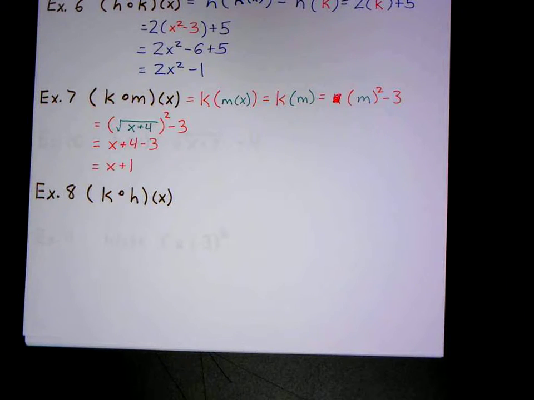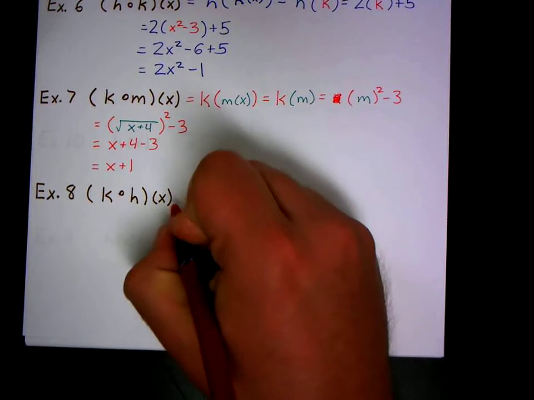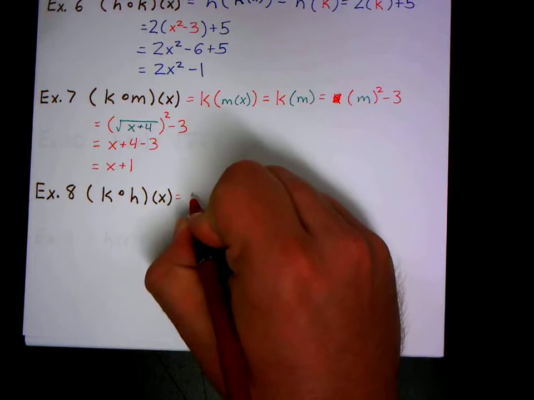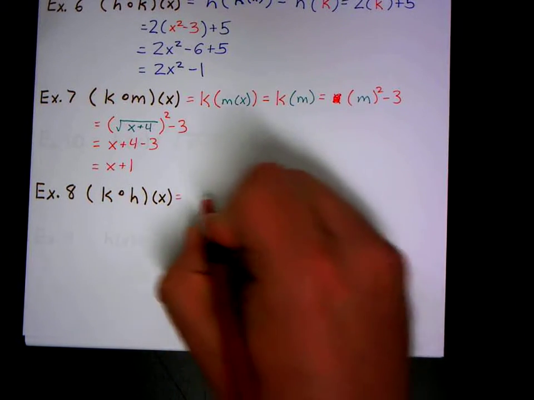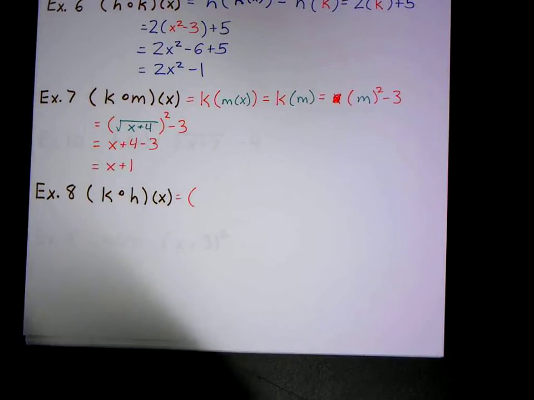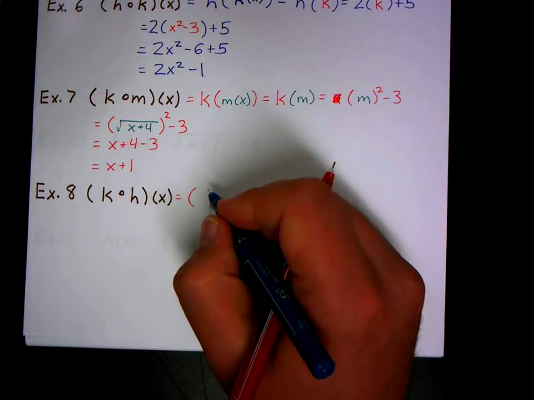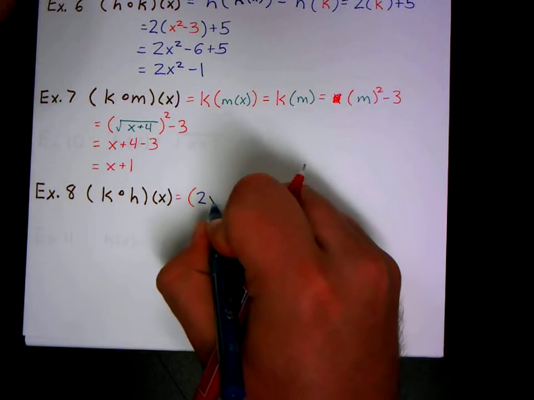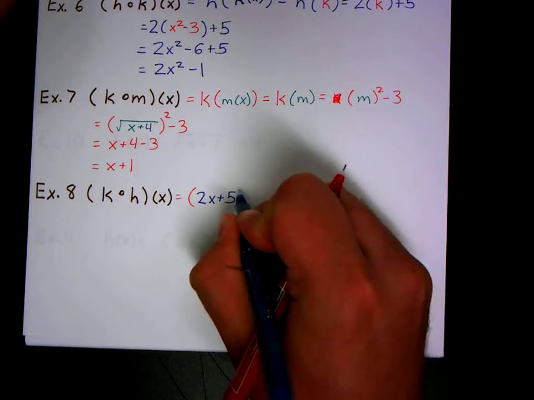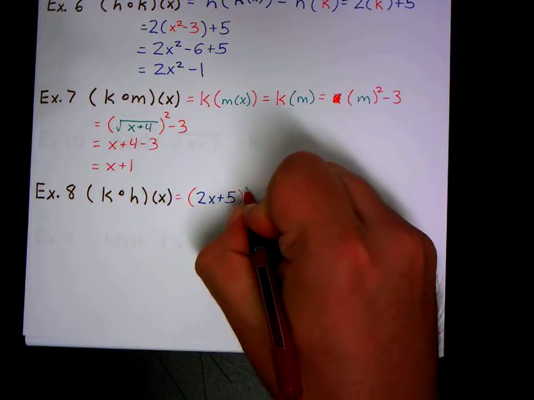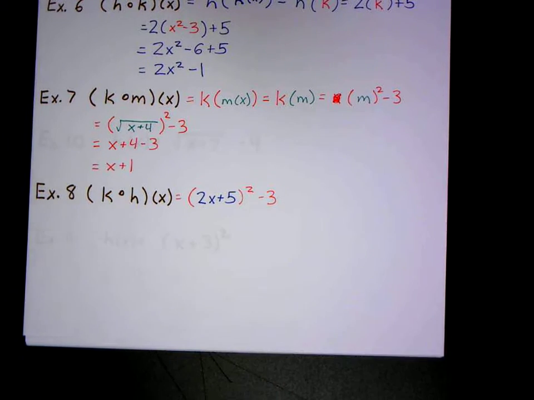Okay, so I'm going to go a little bit faster to this next one. This next one says I put h inside of k. So, k says I take x squared minus 3. So, instead of x, I have h, which is 2x plus 5 squared minus 3. You okay with that? So I take the h function and I put it where the x was in the k function.